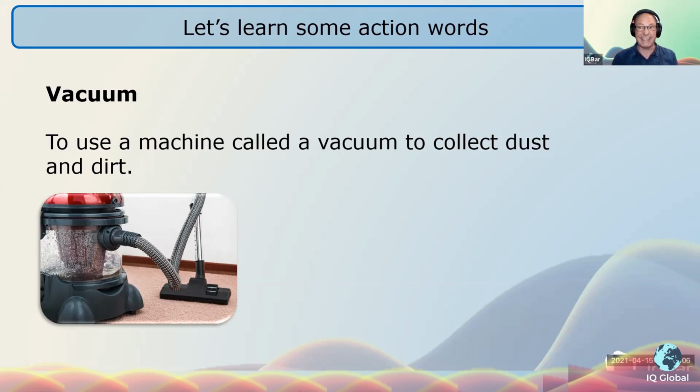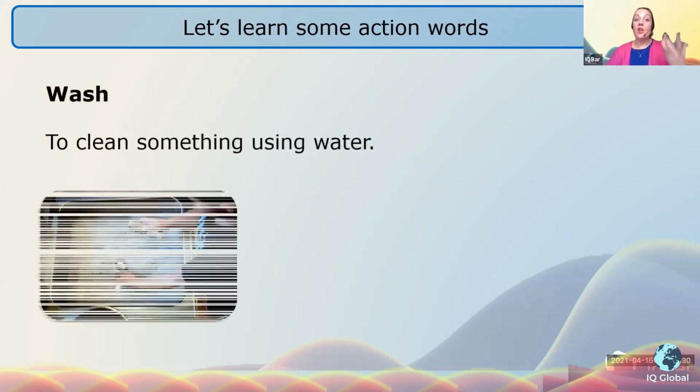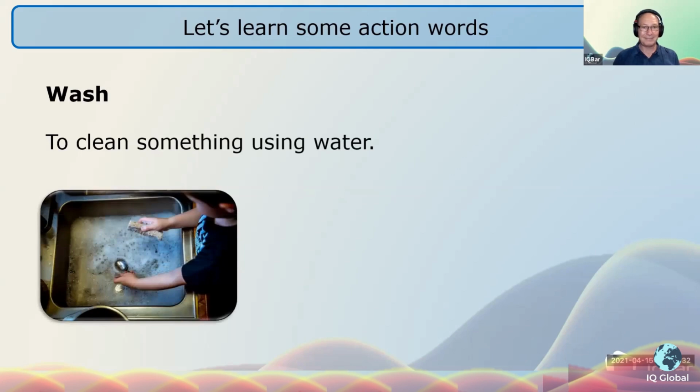I don't think that's a very good idea. But you can use it on a carpet in the house. Okay, so don't use it outside. But the action word is vacuum. So we vacuum to pick up dust and dirt from carpets and floors, something we have to do a lot of. Okay. Wash.